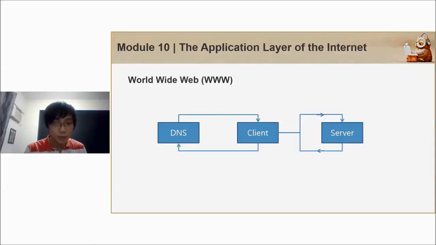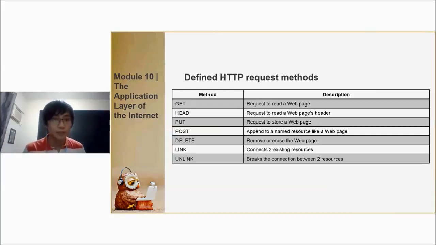So, to explain further, we have the client requesting to have access to a certain website. It goes through the DNS, and then the mapping provides the IP address. And then once the client has the IP address, it goes to the server and requests the data. The server then reverts the data to the client. Here we have the defined HTTP request methods.